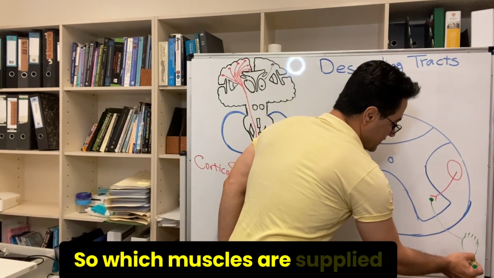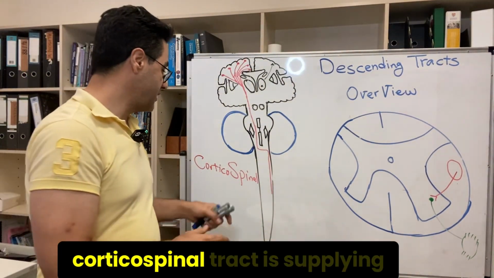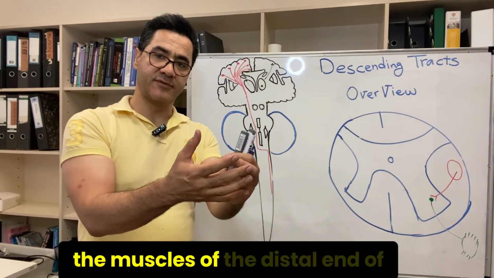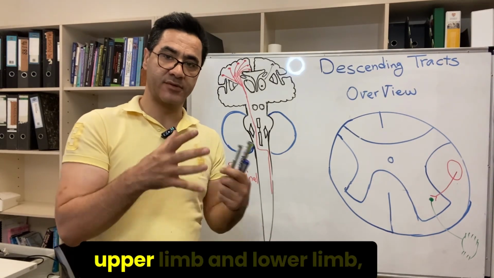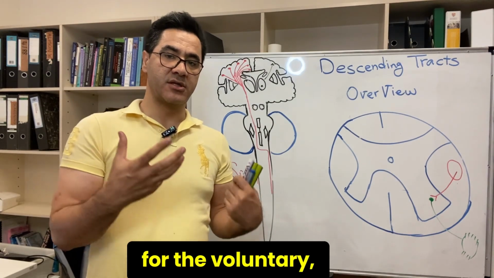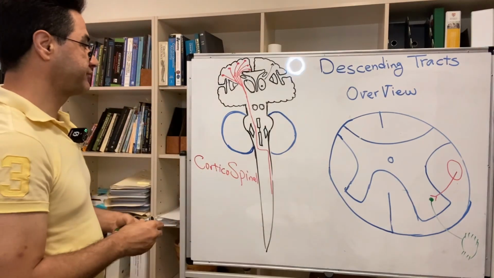So which muscles are supplied by the corticospinal? Actually, corticospinal tract is supplying the muscles of the distal end of upper limb and lower limb, because it's responsible for the voluntary, skillful movement of the upper limb and lower limb.